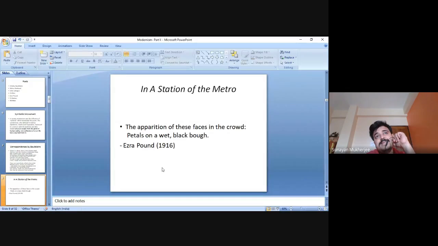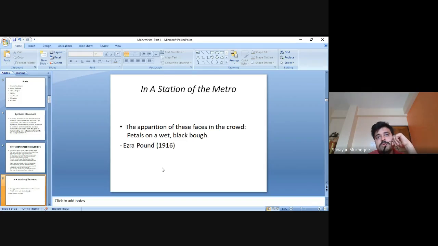Because, as I said, if you try to grasp a fistful of sand, it slips out. Similarly, is these interpretations of modernism. There is no one fixed meaning, but 1,000 different meanings, and all the meanings are true in one way or the other. So, if possible, at home, read this poem once again. In a station of the metro, the apparition of these faces in the crowd, petals on a wet black bough. This is by Ezra Pound.